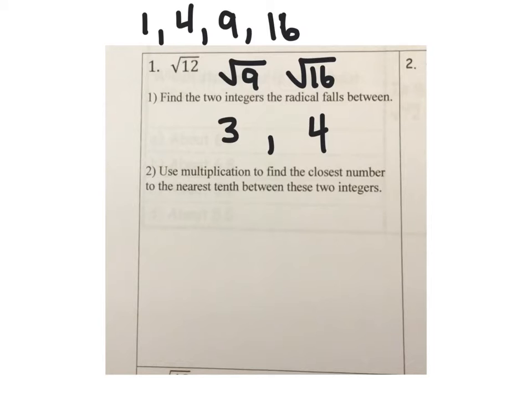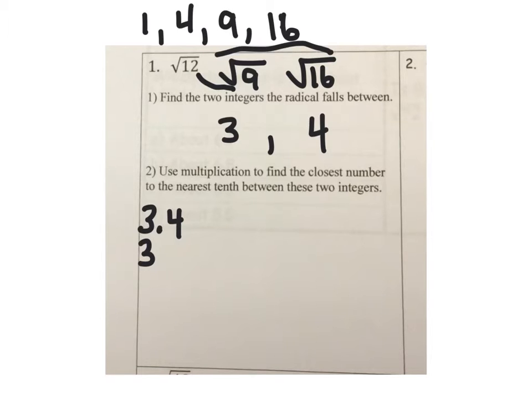So if I think about 9 and 12, 9 is 3 away from 12, and 12 is 4 away from 16. So it seems like right about in the middle of 9 and 16, because it's only 3 away from 9 and only 4 away from 16. So I'm going to guess, since it's a little bit closer to 9, that 3.4 is the closest to the square root of 12.